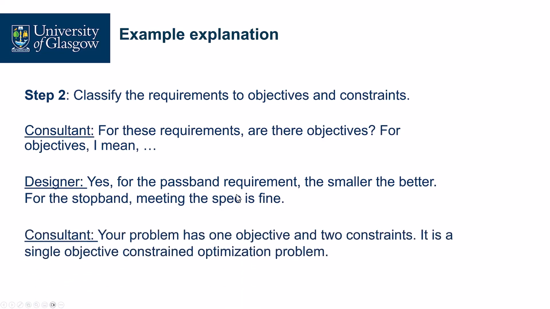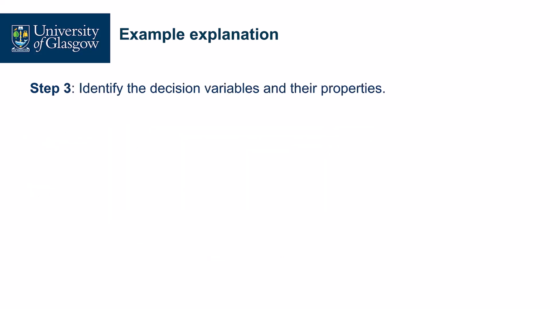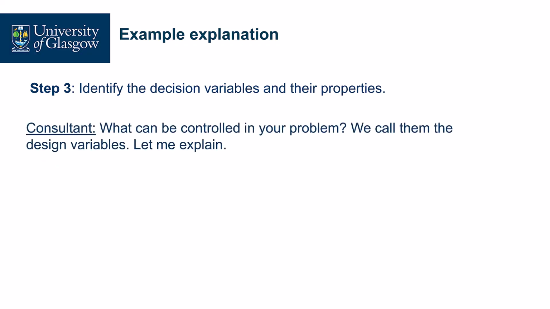So you can tell him, okay, your problem has one objective and two constraints, or it's a single objective constrained optimization problem. Okay, then step 2 is finished. In step 3, we need to identify the design variables and their properties, right? So we can ask, what can you control in your problem?